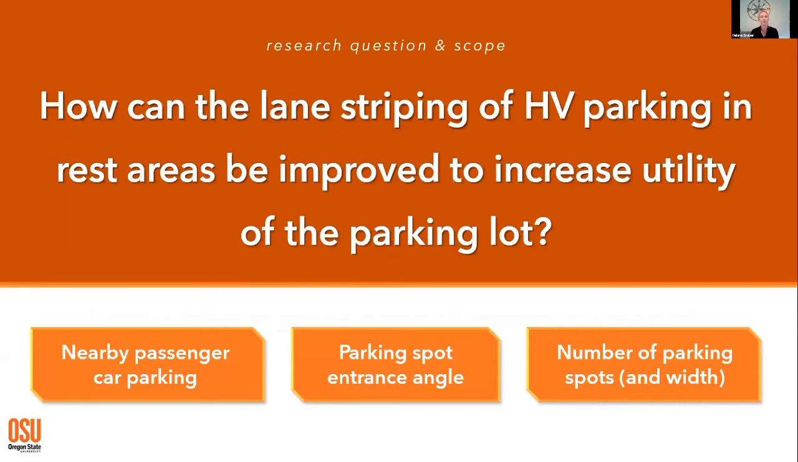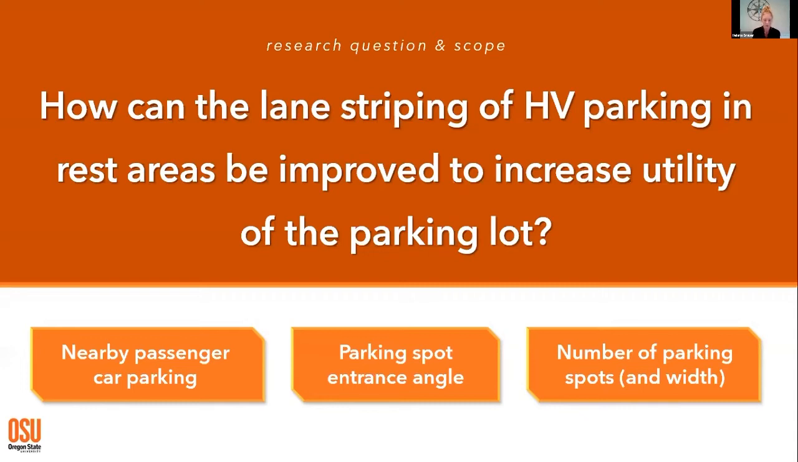So, the research question and scope. The research question we explored was, how can lane striping of the heavy vehicle parking and rest areas be improved to increase utility of the parking lot? Given the scope of this project, we were looking at low-cost design alternatives. So at surface level, it was just going to be the striping. We didn't want to do anything with adding or removing pavement. We were really just limited to the striping.